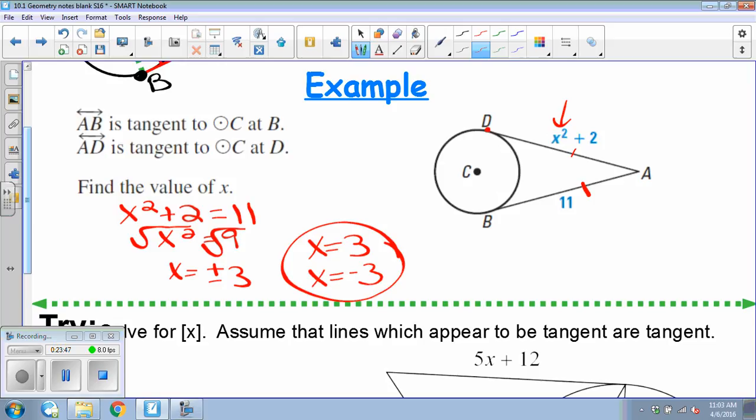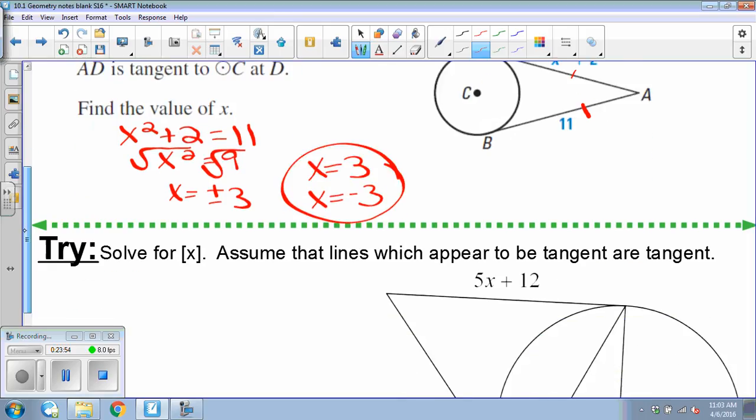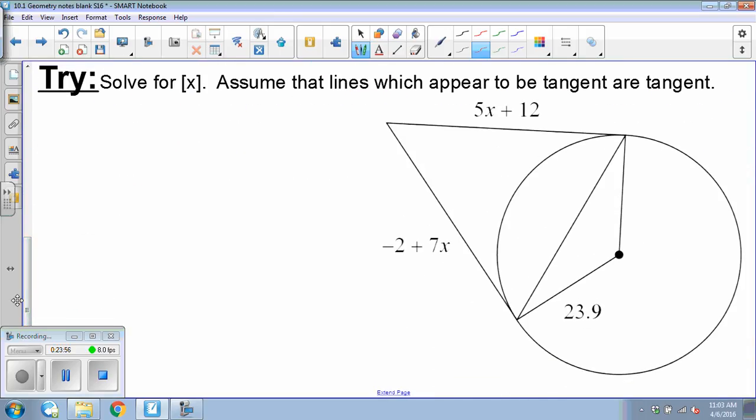Okay, the next problem is what a problem from the worksheet that I'm going to give you looks like. Now, I want you to try this one. But this is what the directions say. They say solve for x. Assume that lines which appear to be tangent are tangent. So they're not putting the 90-degree angles, and they're not specifically saying this line is tangent to this circle. They're just saying if it looks like it's tangent, assume that it is.